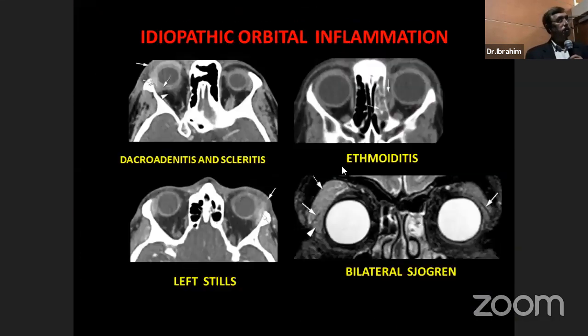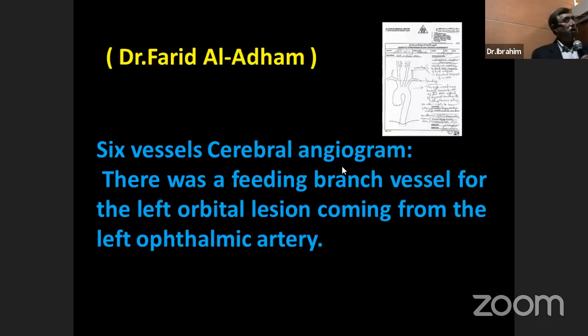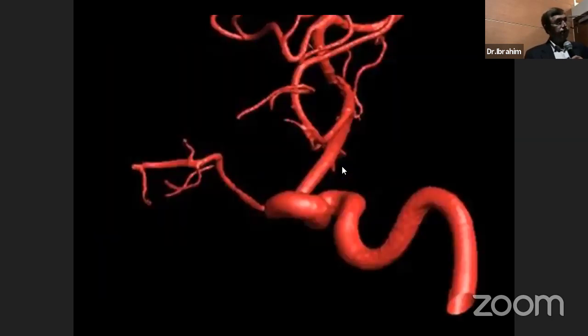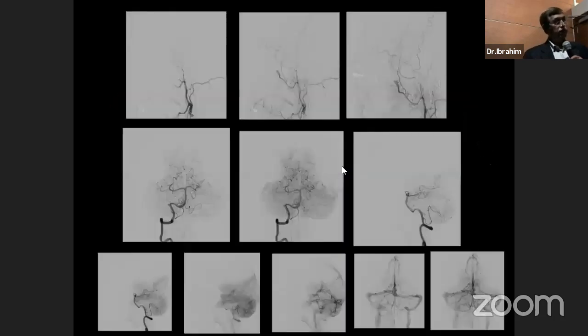So these are the rest of the images and clinical diagnosis. We did a few consultations. Dr. Farid, you did the angiogram for this patient and you found that there's a feeder from the left ophthalmic artery. And here it is. This is the ophthalmic artery and the feeder and the rest of the angiogram.